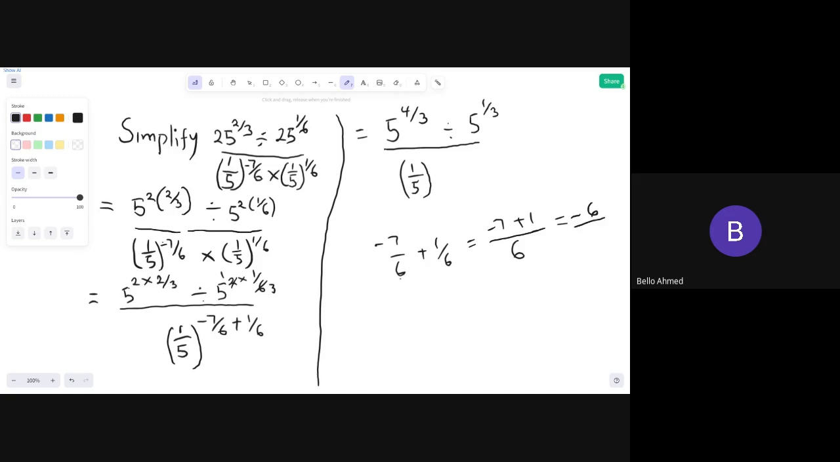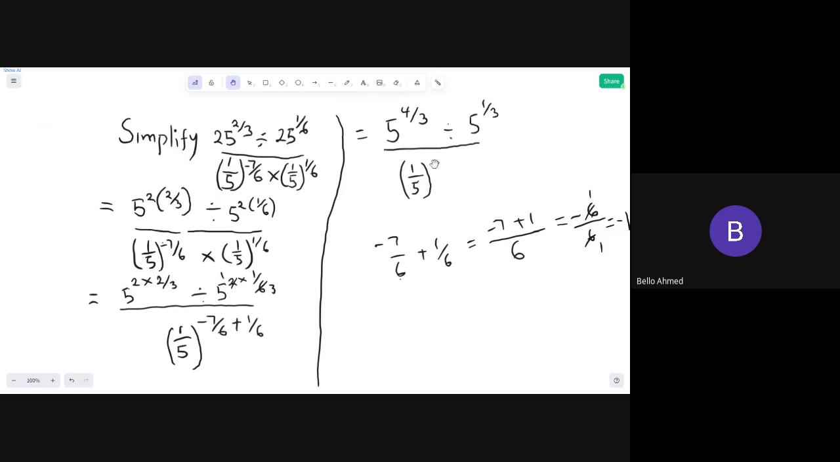So then divided by 6. So 6 here 1, 6 here 1. So 6 cancels 6. At the end of the day, we have minus what? Minus 1. So everything up here is going to give us minus 1. And that's why here I'm going to write minus 1 here. Let me clean this.